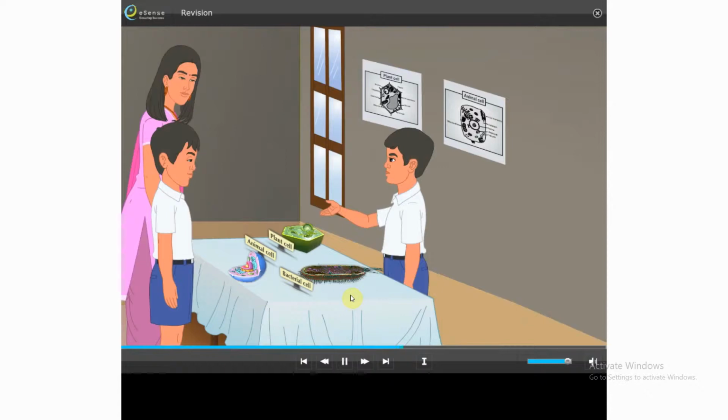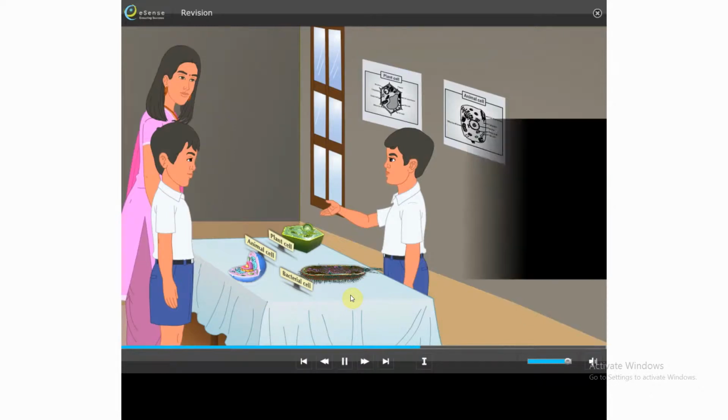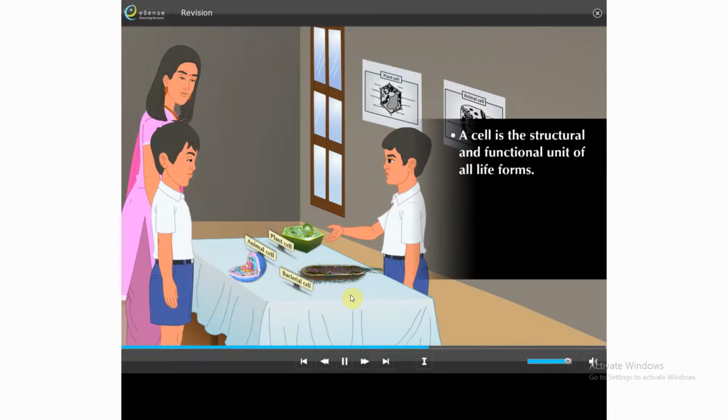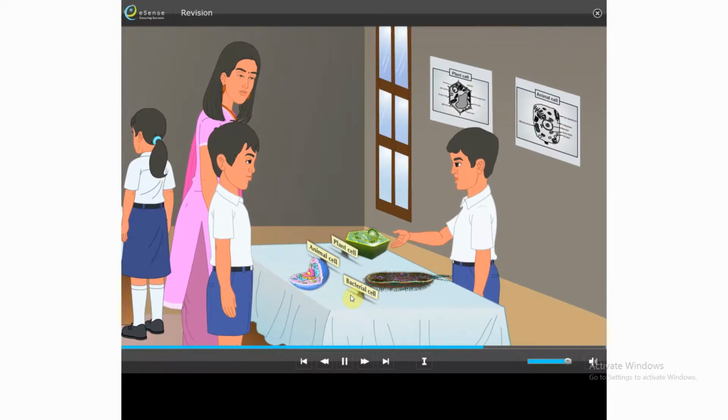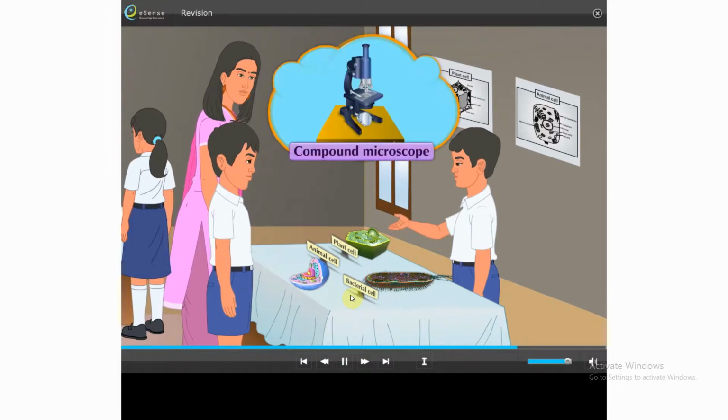Yes, Auntie. We all know that our Earth is blessed with diverse life forms. A cell is a structural and functional unit of all life forms. Depending upon the complexity of structure, there are two types of cells, prokaryotic and eukaryotic cells. These are the models of prokaryotic and eukaryotic cells that I have made. These cells can be easily observed with the help of a compound microscope.